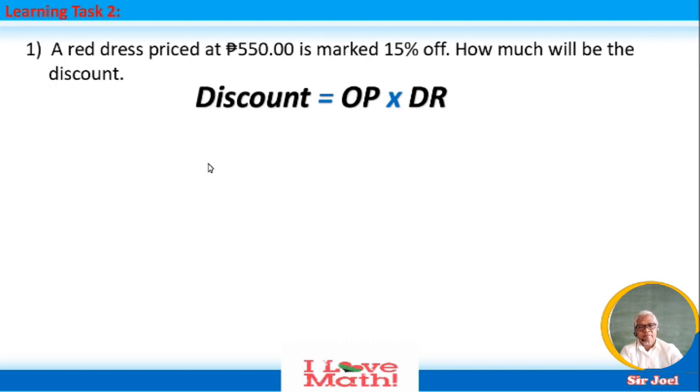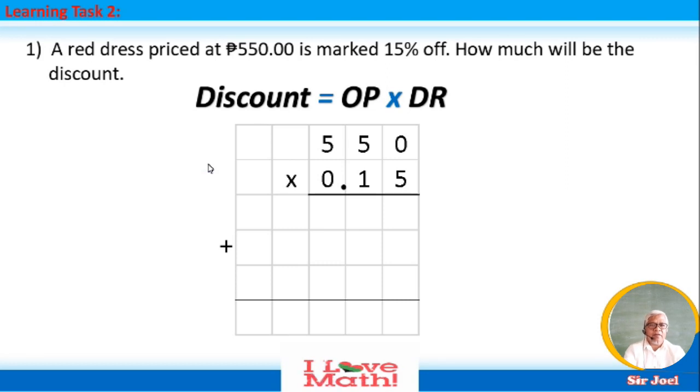Ibig sabihin, ang ating magiging pattern dito, 550 times 0.15. So, i-multiply lang ninyo yung 550 times 15 hundredths. At syempre pa, makukuha nyo yung sagot. So, wag kakalimutan, i-move yung point 2 places to the left, kasi sa problem, meron kayong 2 decimal places. Okay?